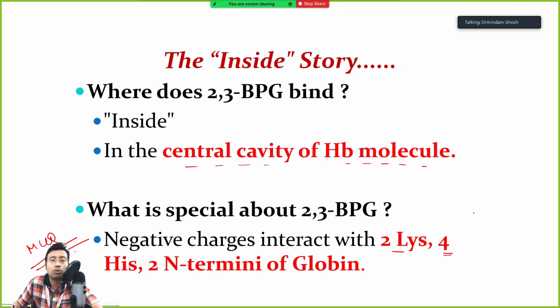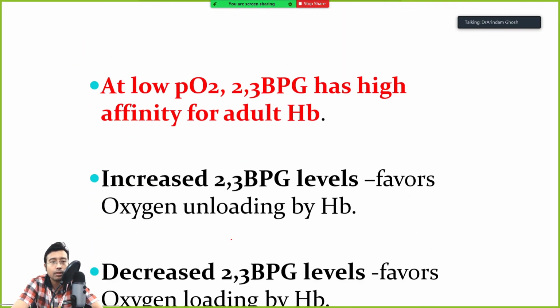So the second position lysine, and the fourth position histidine, as well as the 2 nitrogens of the N-termini of the globin chains. With all these things, 2,3-BPG is binding. Simply ignore this being a first year student. When you grow up, if you remember me, you can again look at this slide, or you can just take this note. Just write this line: negative charges interact with second lysine, fourth histidine, and 2 N-termini. Termini is the plural of terminus. One would be one N-terminus, and two N-termini of globin.